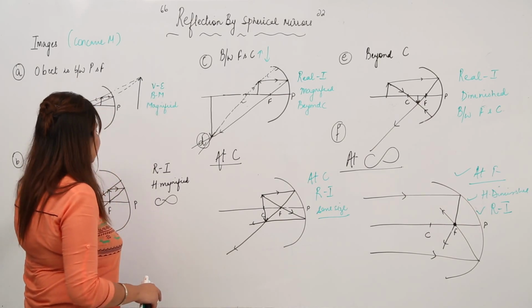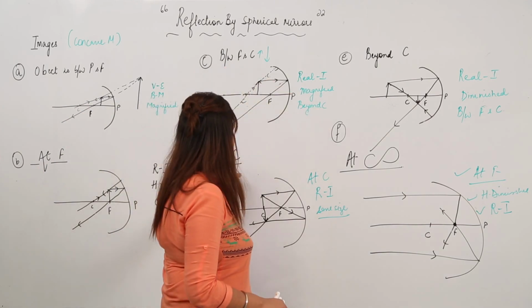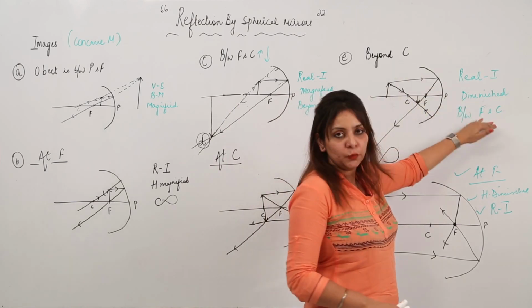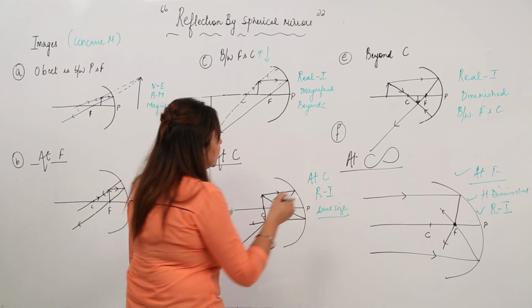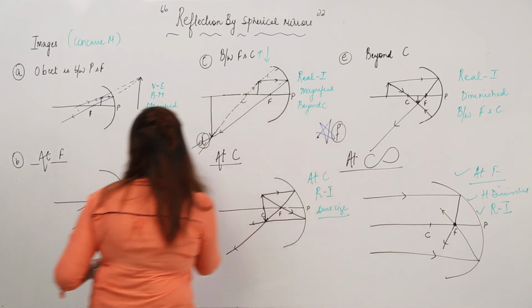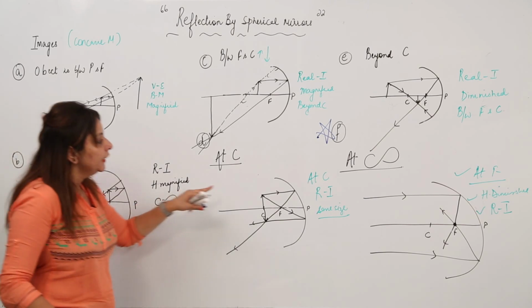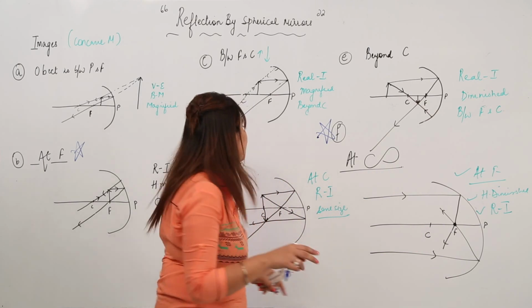So you need to take care of that whenever the object is between P and F, the image is formed behind the mirror, at F it is formed at infinity, between F and C, beyond C, at C, it is so simple to remember, and beyond C is between F and C, and infinity is at F. Actually you see, these 2 cases are just opposite to each other. When the object is at F, the image is formed at infinity. Here when the object is at infinity, the image is formed at F, just reciprocal.